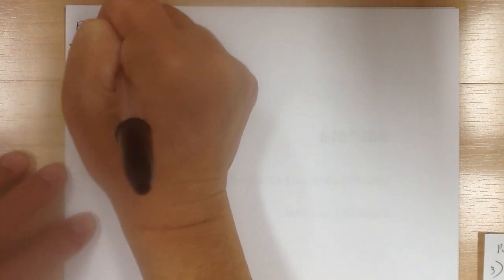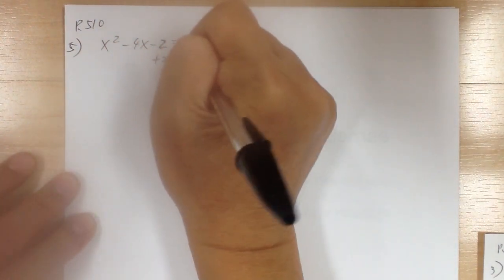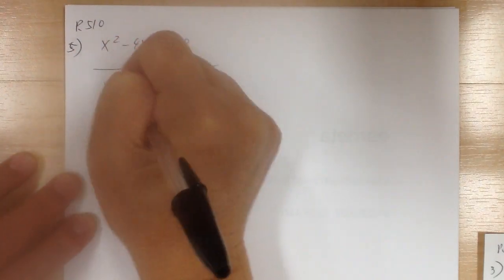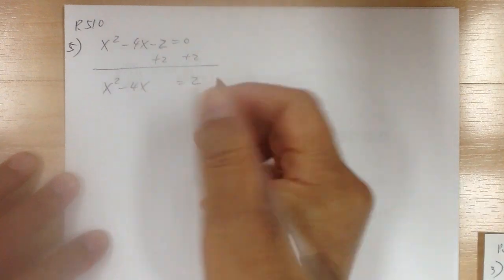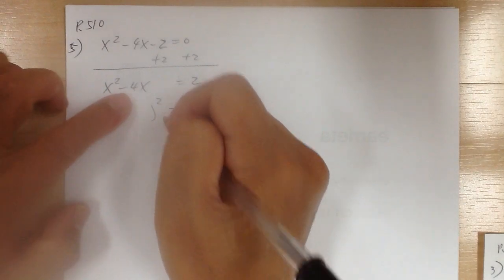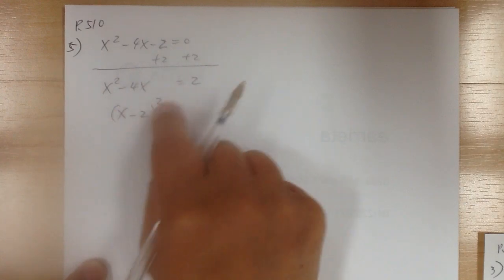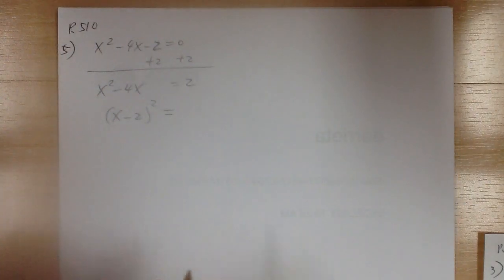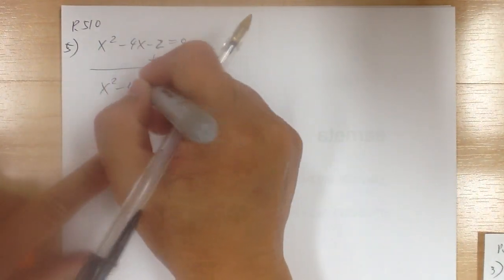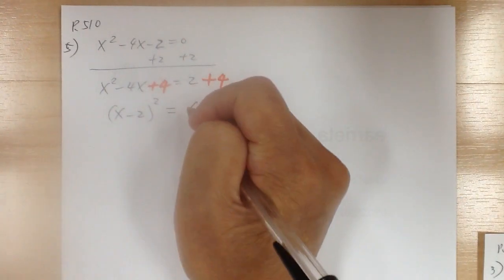Okay, next one. You have x squared minus 4x minus 2 equal to 0. So first plus 2 to vacate the space. And then get your perfect square template ready. So from this, you're going to need to have an x. From this, you need to have minus 2. Again, minus 2 times 2 give you that. So multiply to get that. Square this to get that. So when you square, you're going to get plus 4. So you need to plus 4 on this side. And so you end up with 6 over here.